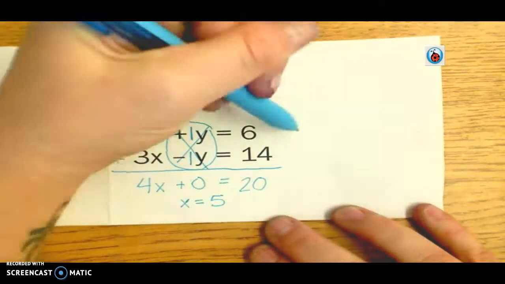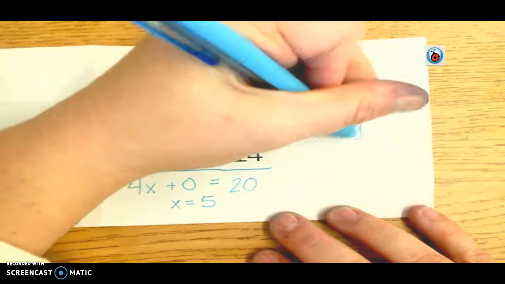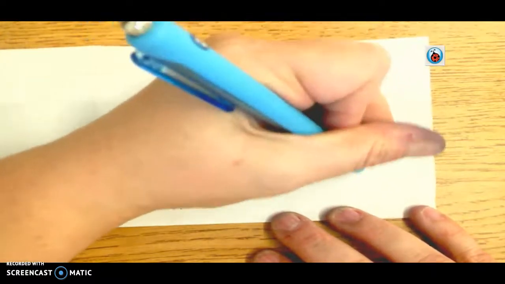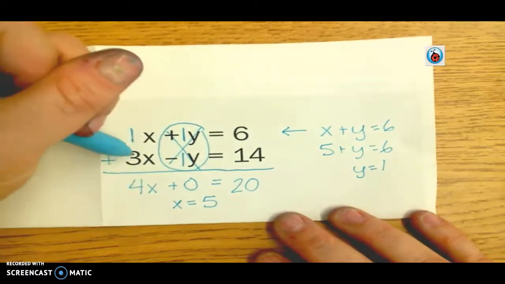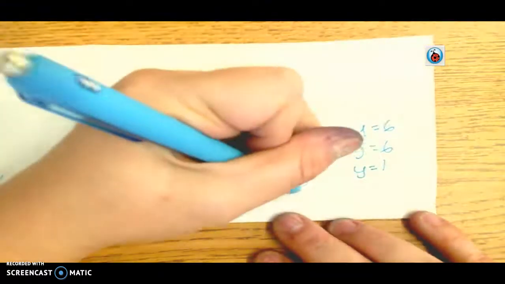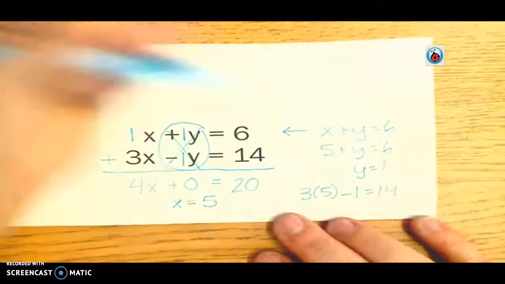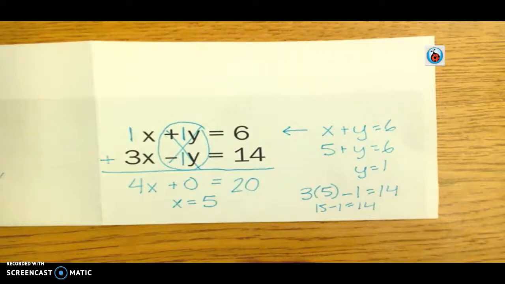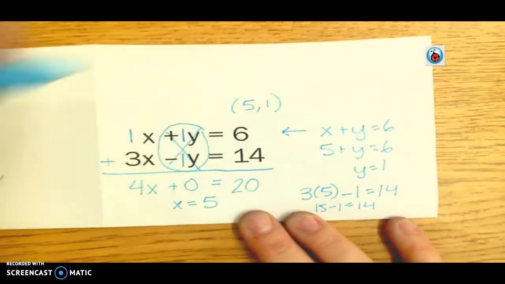Well, I'm going to go back to the nice easy equation. And it said x plus y equals 6. Well, if x is 5, then that means that my y value, boom, boom, is 1. And I can test it out and make sure in the second equation here. So 3 times 5 minus 1, does that equal 14? 15 minus 1 equal 14? Why, yes, indeed, it does. So my solution is 5, 1.